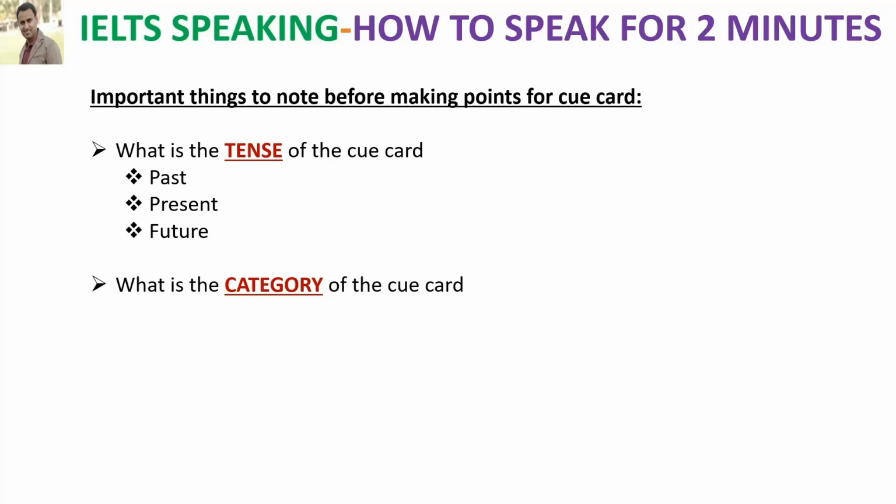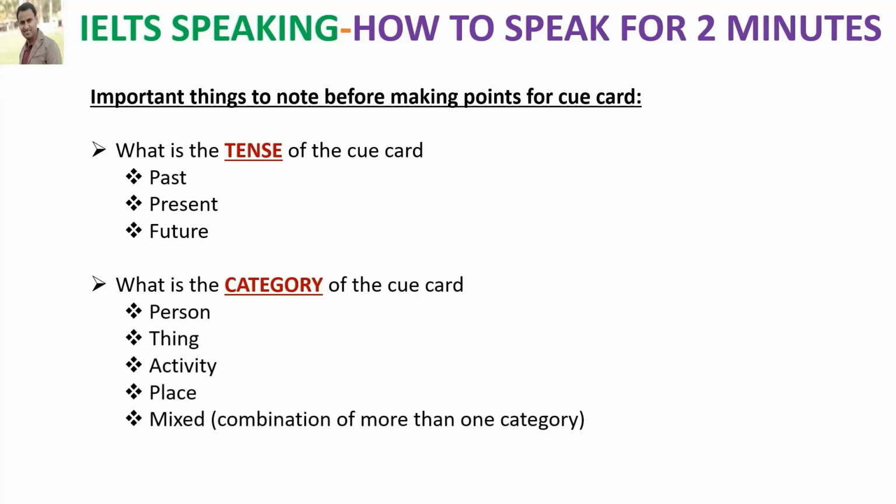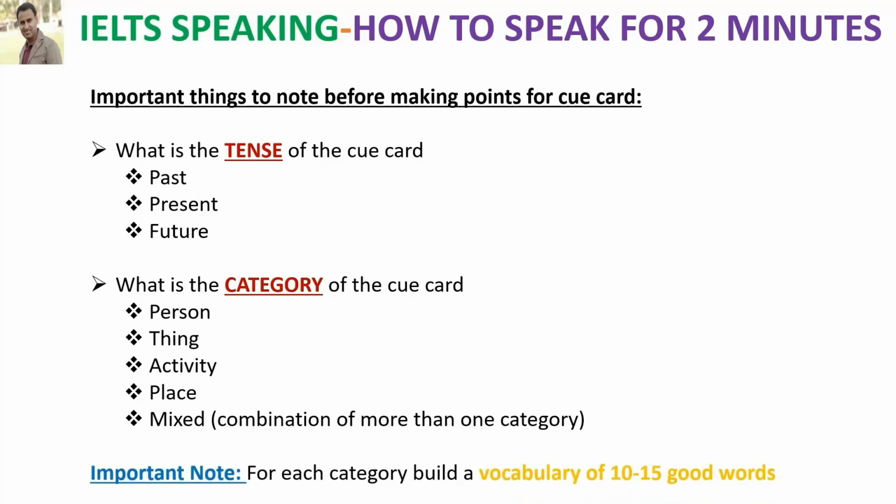There are broadly 5 categories of cue cards, which are person, thing, activity, place, or mixed, which means a cue card which contains more than one category mentioned above. Also, to score good bands in IELTS speaking, you must develop a set of 10 to 15 good words for each category of cue card. For that, you can watch our 9 bands vocabulary lessons.